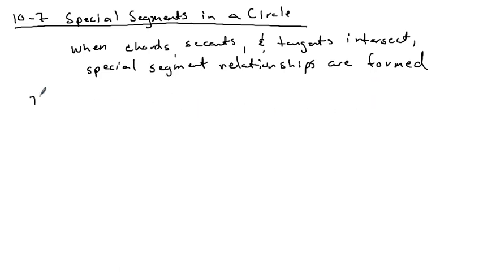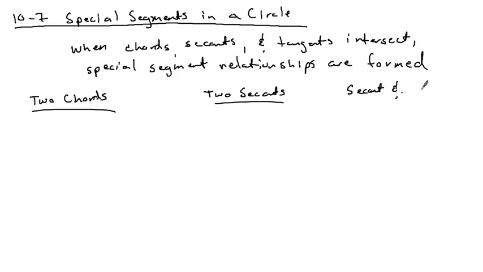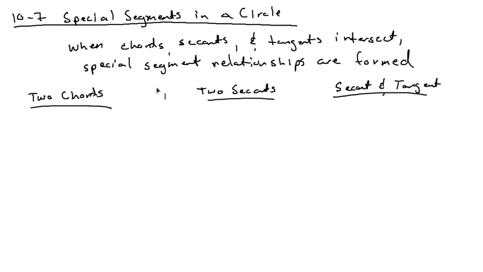We can have two chords, we can have two secants, or we can have a secant and a tangent. Okay, so just like yesterday, we're going to make a little chart, a little table with three columns.